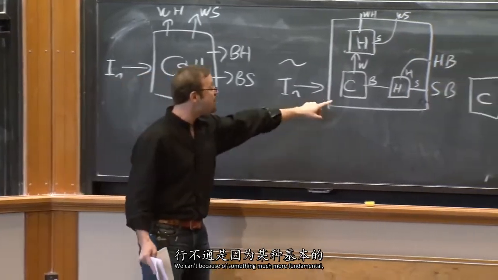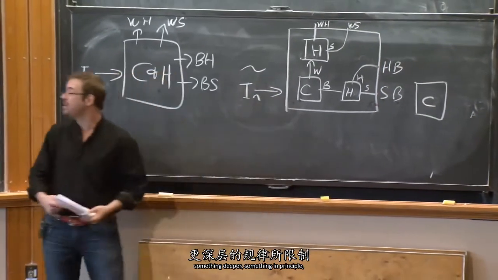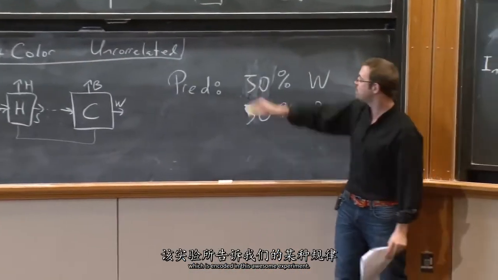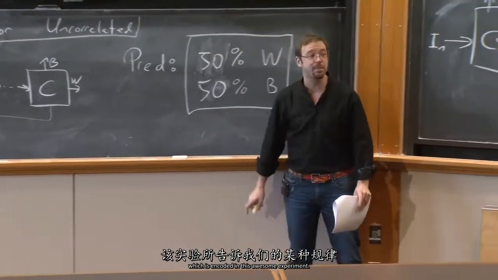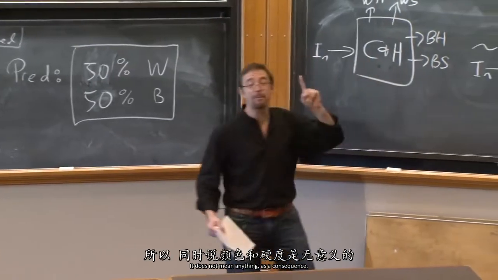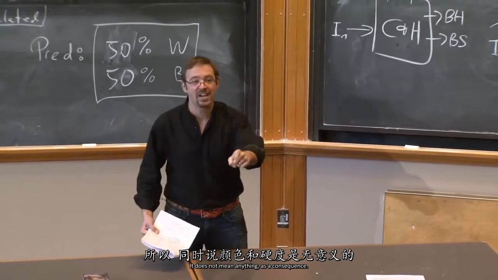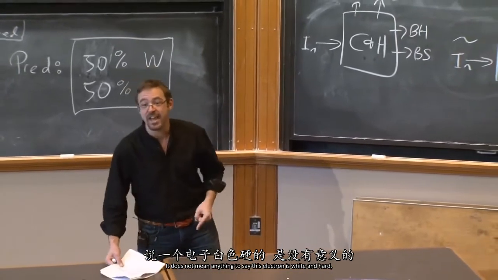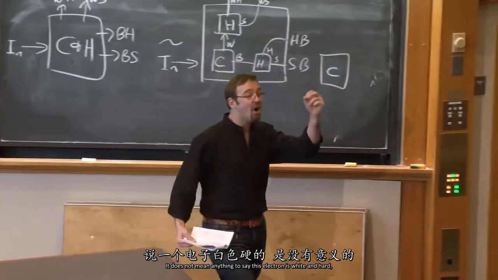And that's not why. We can't because of something much more fundamental, something deeper, something in principle, which is encoded in this awesome experiment. This can't be done. It does not mean anything as a consequence. It does not mean anything to say this electron is white and hard.